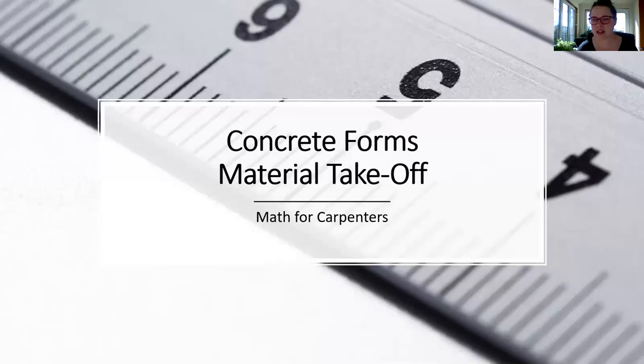So in this lesson, we're going to look at what we call material takeoff forms, or a material takeoff for concrete forms. Get the words in the right order. Basically, a material takeoff is a list of materials required to do a job. Material takeoff is just another name for an organized list.